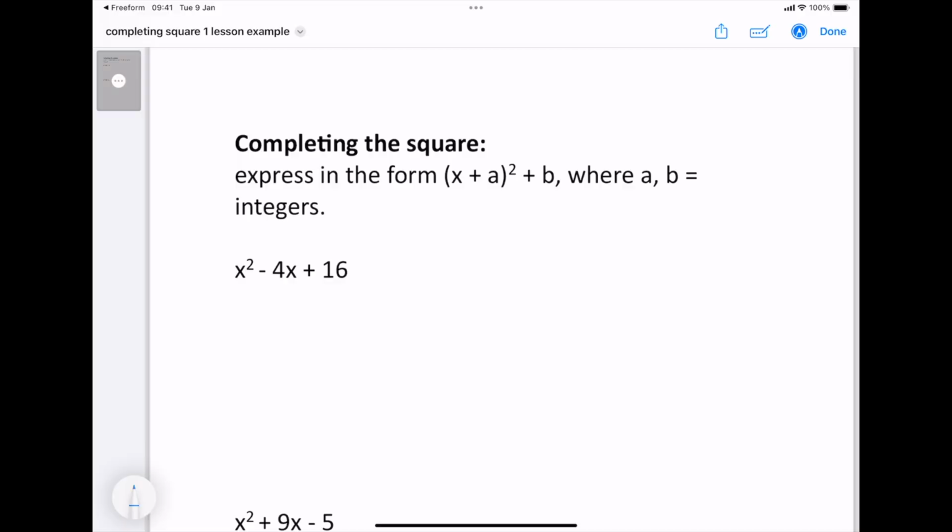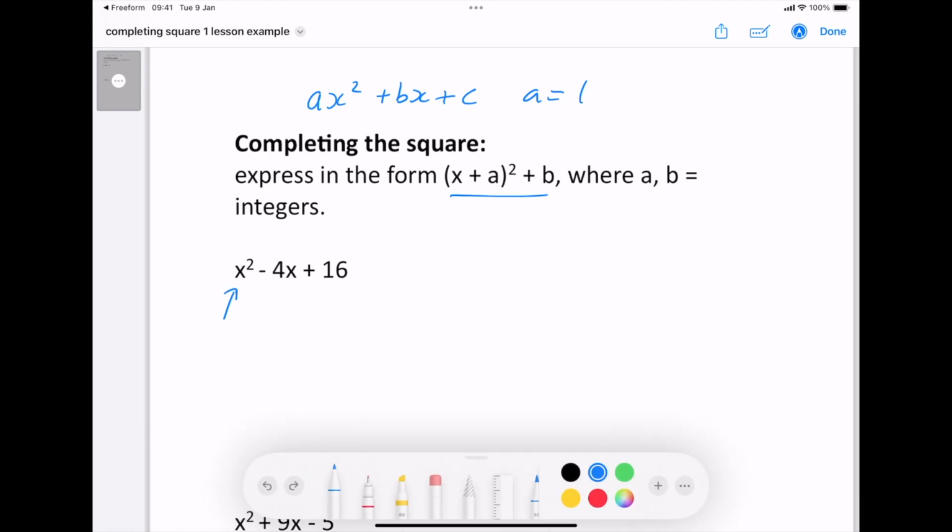Completing the square is a method of factorization for quadratics, which puts quadratics into this form here, where you have x plus a all squared plus b, where a and b are numbers. And this particular form is for quadratics which have the form ax squared plus bx plus c, where a is equal to 1. So this is a prime example here. We have 1x squared, so basically it's just x squared, minus 4x plus 16.